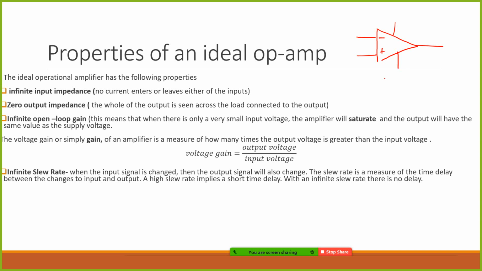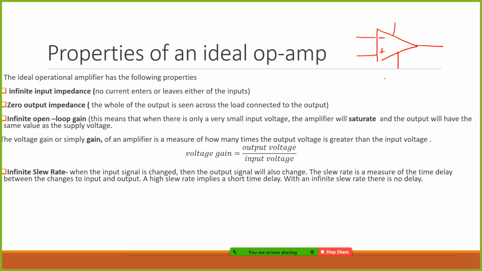Now, the next thing here is that it has an infinite open loop gain. Here's what this means. It says that when there is only a very small input voltage, the amplifier will saturate and the output will have the same value as the power supply, right? So what they're saying is that the operational amplifier is so designed that regardless of the input, it is going to amplify the signal to the maximum amount that was supplied to the operational amplifier.